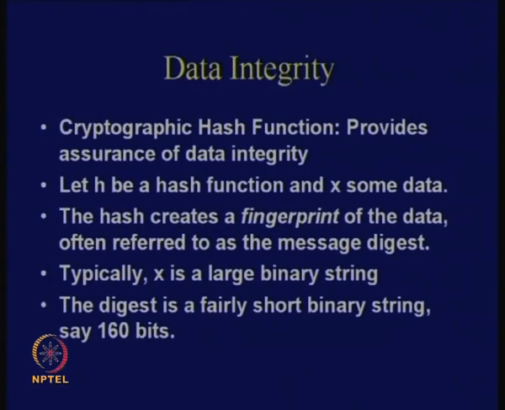So there are two important things. One of them is this one-wayness, and I will come to the second aspect shortly. You see that typically x is a large binary string and the digest is a fairly short binary string, say typically 160 bits. Why 160 bits? We will also see that as we go ahead.